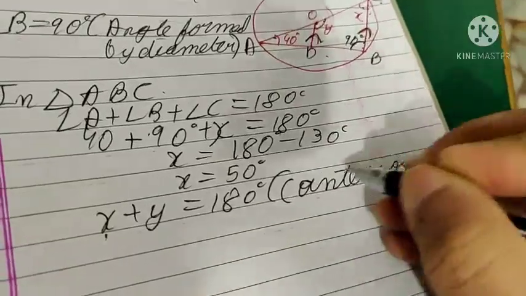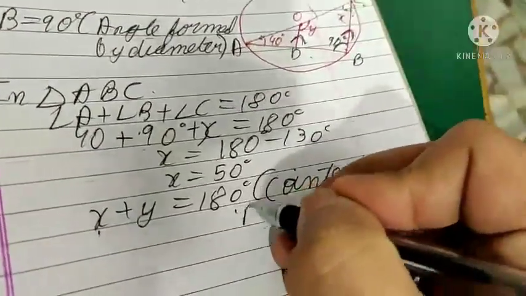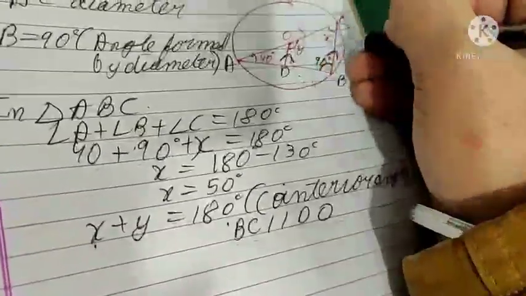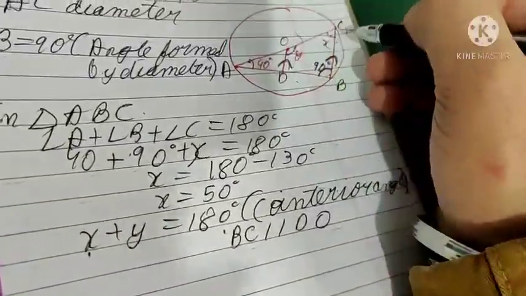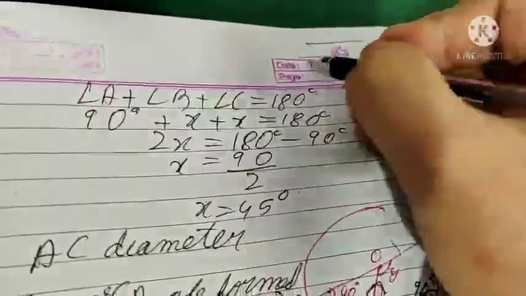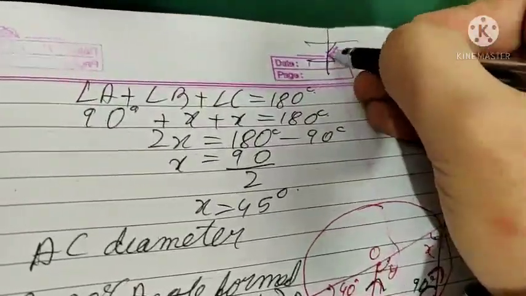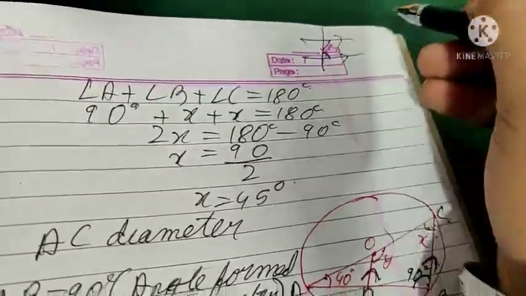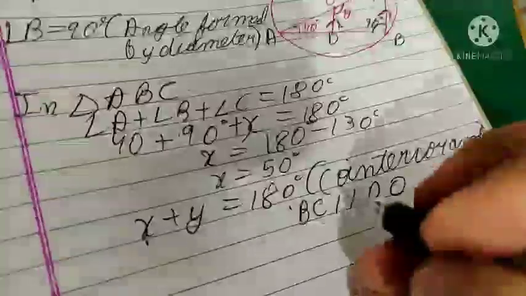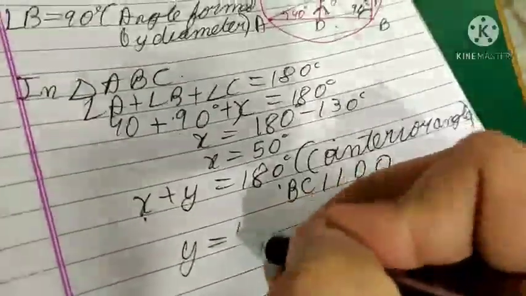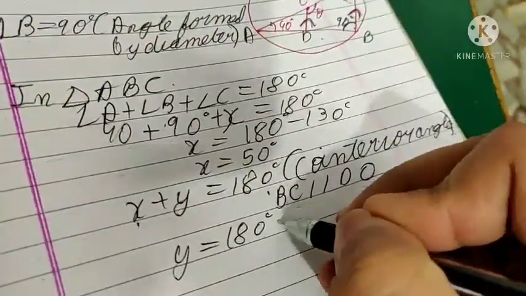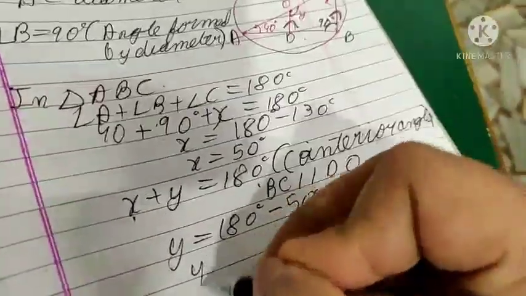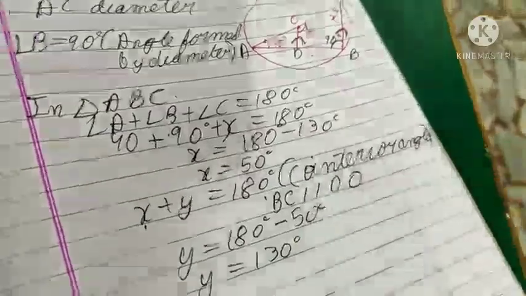Co-interior angles, that is, here as BC was parallel to DO, this line is parallel to this, so these two angles have a sum of 180 degrees. The angle formed between two parallel lines on the interior side is always 180 degrees. So these two sum to 180 degrees. So Y is equal to 180 degrees minus X. What is X? X is 50 degrees. So Y is equal to 130 degrees. We have got the value of X and Y both.